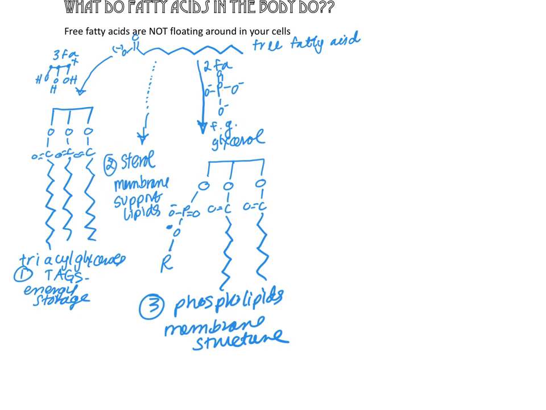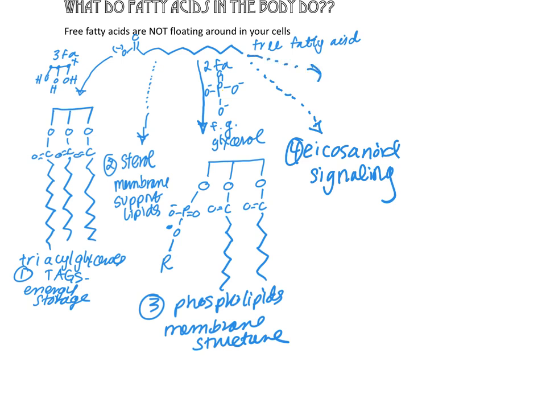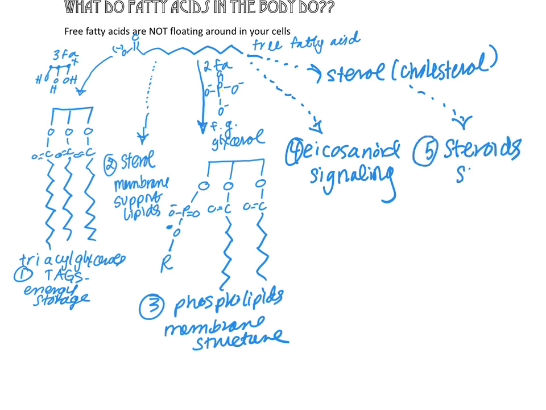Okay. And then there's two other kinds of lipids. Again, starting with that free fatty acid as a starting material, we can get to this type of lipid that's called an eicosanoid, and their function is signaling. So that is type number four. And then finally, the last type is we take the free fatty acid, we go to a sterol, specifically cholesterol. And then from there, we make the steroids. And that is type number five, and their function is also signaling.